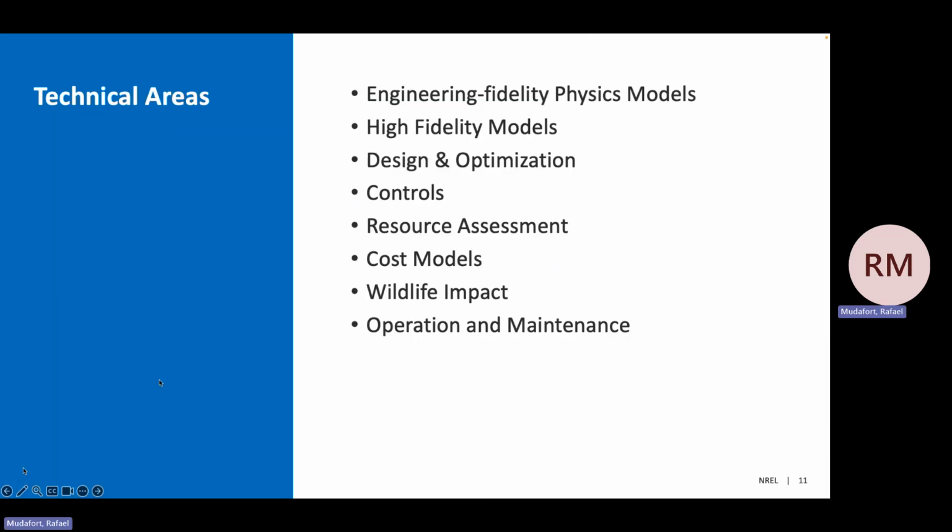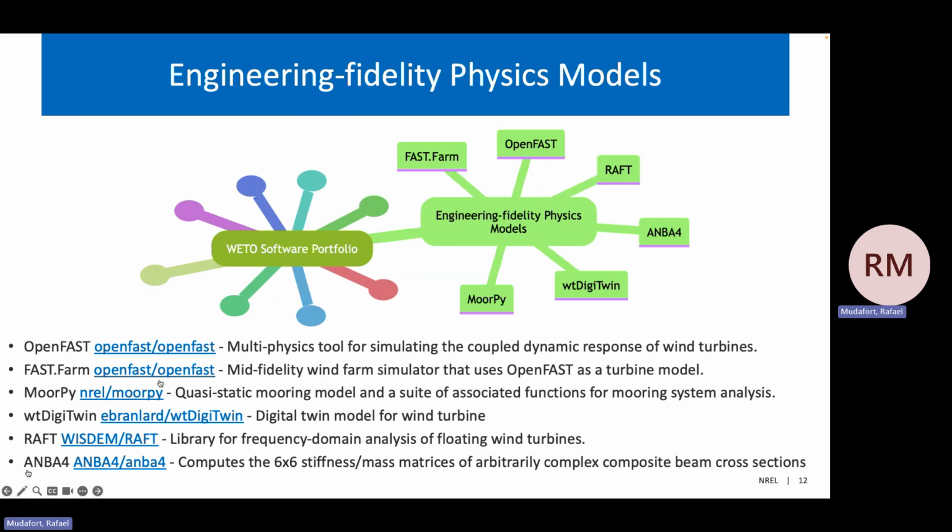All right, so the engineering fidelity physics models tend to be tools that find a balance between accuracy and computational cost or efficiency. They're engineering models, so they're simplified models that typically start from high fidelity models, or at least are informed by high fidelity models. Some of the more common ones here that you probably have all heard of are OpenFAST and FAST.Farm, but there are also a few others: MoorPy, a digital twin package, RAFT, and AMBA4. I presented this section first because these tend to be embedded in a lot of the other tools that make up the software portfolio.